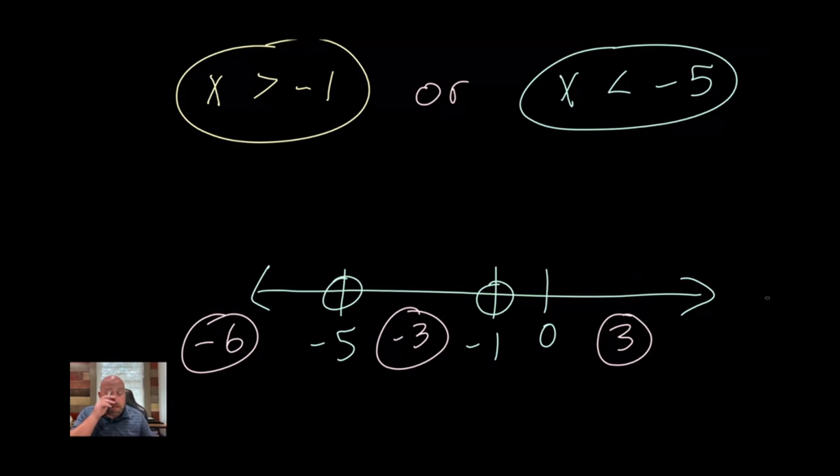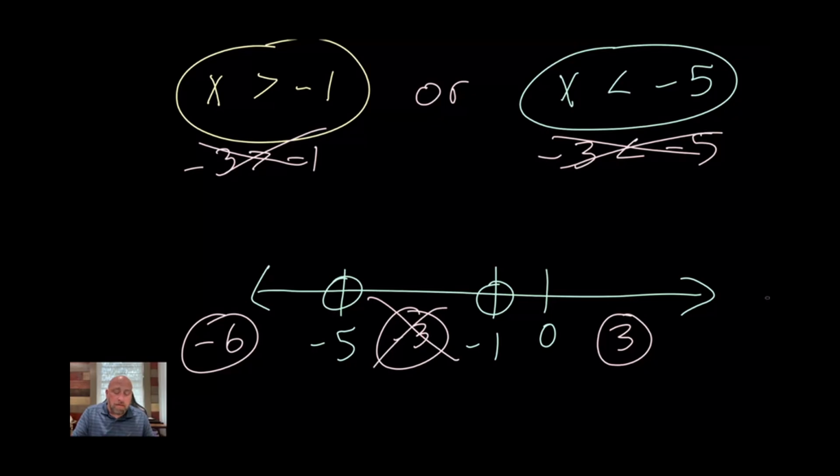We're going to go up here, and it only has to work in one of them. Let's try the one in the middle first. Negative 3 is greater than negative 1? No, that's not true. Let's try this one. Negative 3 is less than negative 5? No, that's not true either. So this middle number does not work.